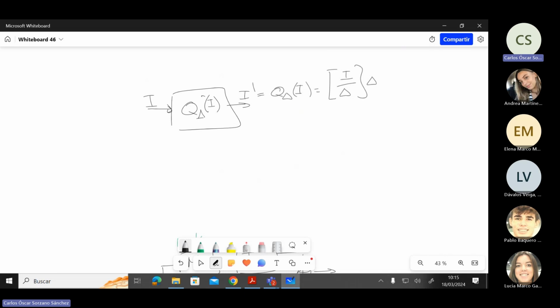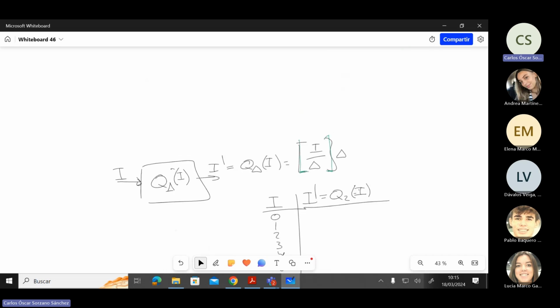This is the quantization. Let's say that I takes the values 0, 1, 2, and I prime is the quantization with factor 2, so delta is 2. Which are the values that we have? It would be 0 divided by 2, rounded. Let's say that our rounding is always down.